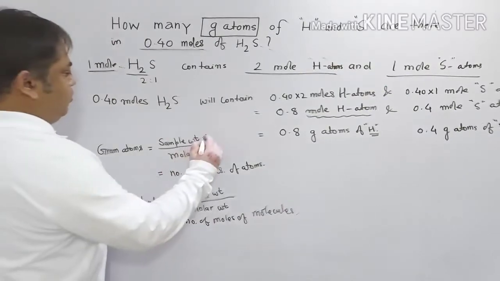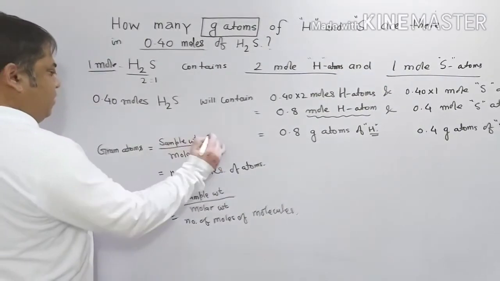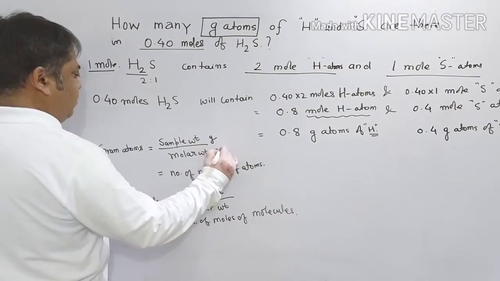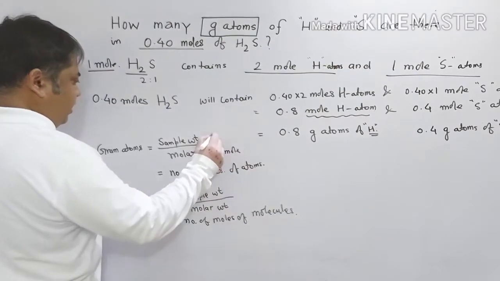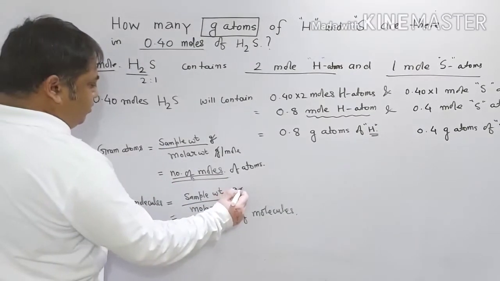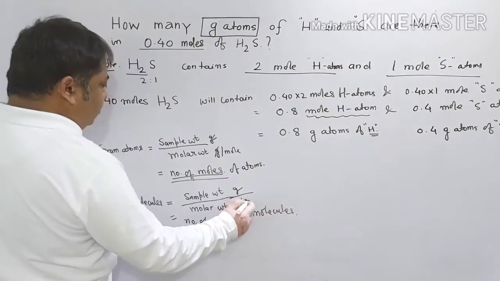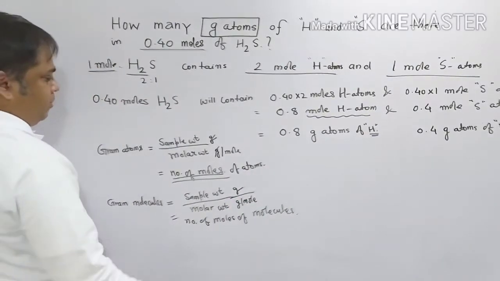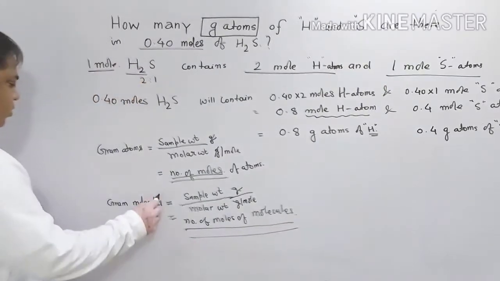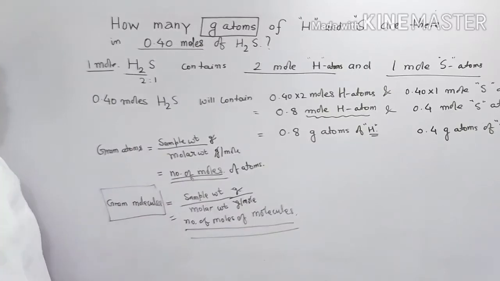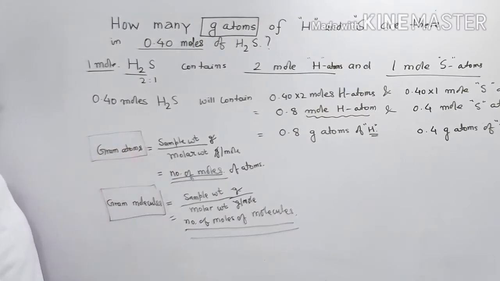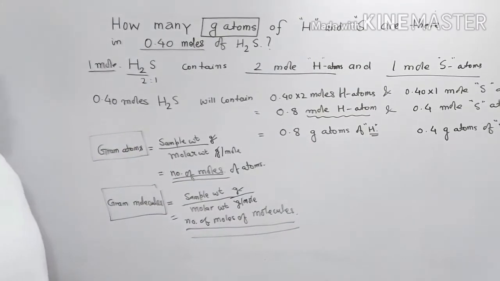Now if there is any scope of confusing, try to understand this in this way. Sample weight will be in terms of gram and molar weight will be in terms of gram per mole. So gram and gram will be cancelled. It will become number of moles. Molar weight will be in gram per mole. Gram and gram will be cancelled and this will be number of moles. So if you are asked to find out the number of gram molecules, then find out the number of moles of molecules. If you are asked to find out number of gram atoms, then you find out the number of moles of the atoms. As simple as that.